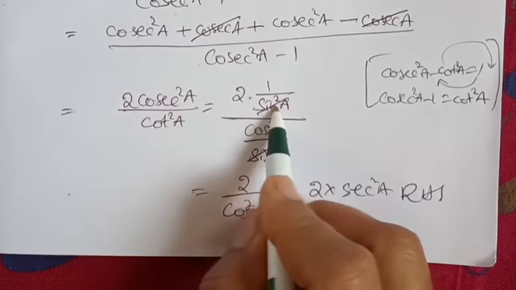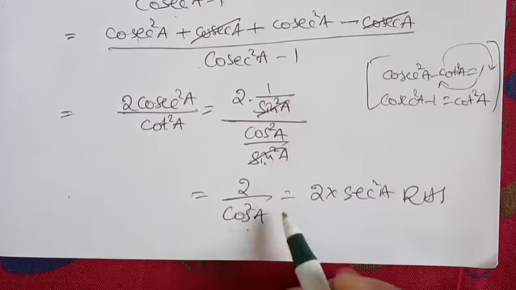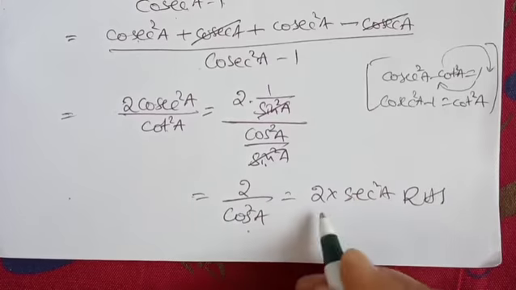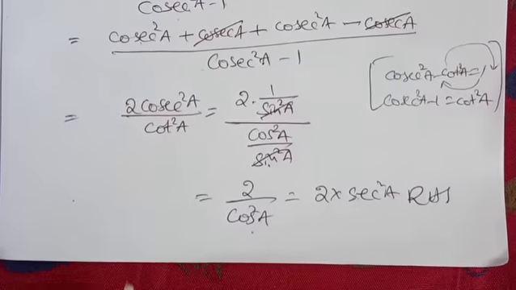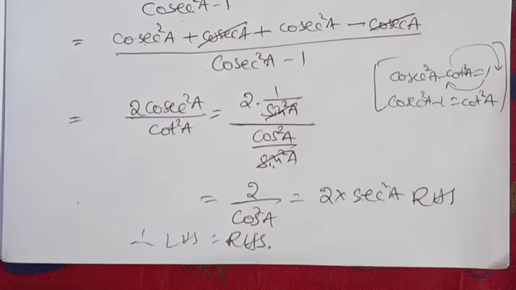Here sine square I cancelled. What is left? 2 by cos square A is left. So what is that? 2 into 1 by cos square, 1 by cos square is what? Sec square. So 2 sec square is left. Therefore LHS equal to RHS.